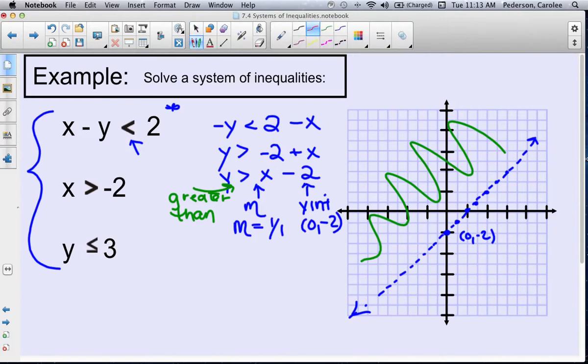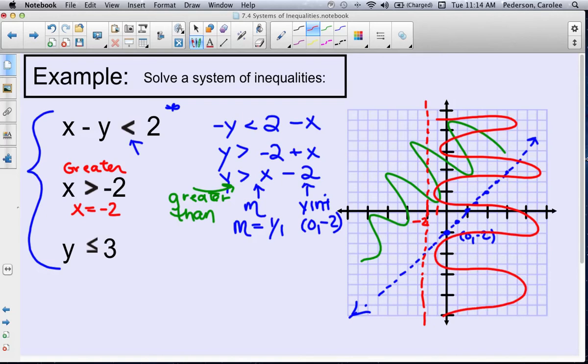x is greater than negative 2. So that is a vertical line, so think of it as x equals negative 2. Vertical line, so we're going to go over two places on the x-axis. It's not equal to, so we have to put another dashed line. And it says it is greater. So we're going to shade to the right.